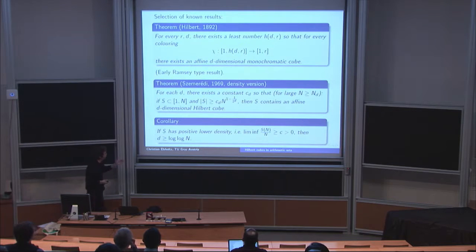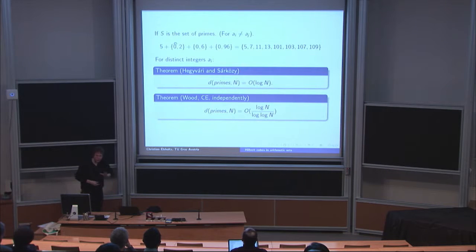In particular, as a corollary, because of this counting function n to the 1 minus 1 over 2 to the d, you can work out, suppose S has positive density or a positive lower density, then you find a Hilbert cube of arbitrary dimension, and the dimension even increases double logarithmically to infinity.